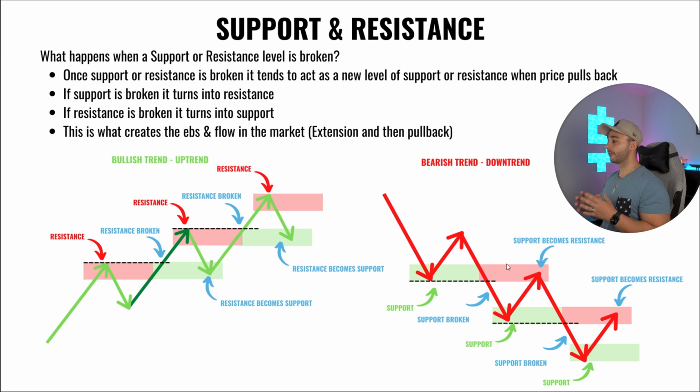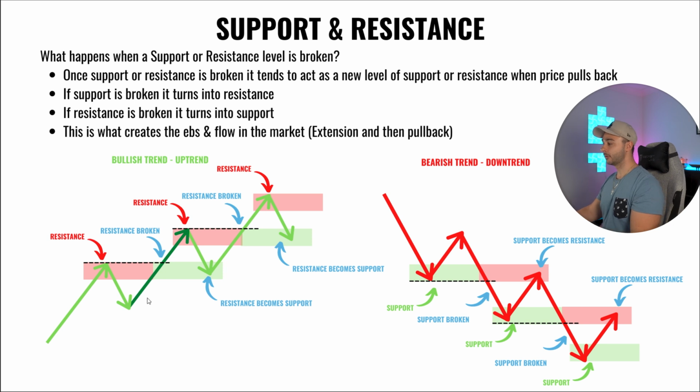So just touching on what happens when support or resistance levels are broken. Once support or resistance is broken, it tends to act as a new level of support or resistance when price pulls back to it. If support is broken, it turns into resistance. If resistance is broken, it turns into support. This is what creates the ebbs and flows in the markets: the extensions, the pullbacks, the extensions, the pullbacks.